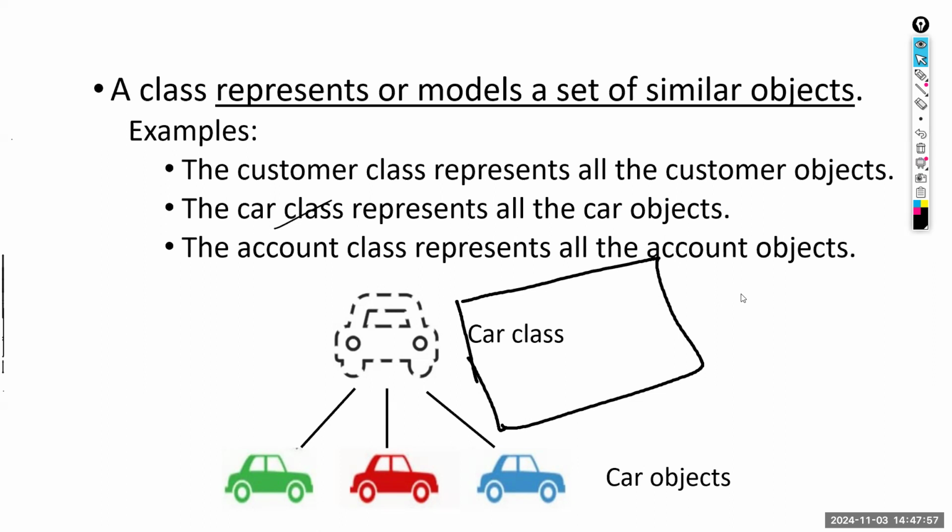For 100 customers, there can be 100 customer objects, 100 accounts. If 100 people are doing transactions related to 100 accounts, then 100 account objects are in the memory of that server, maybe the web server.